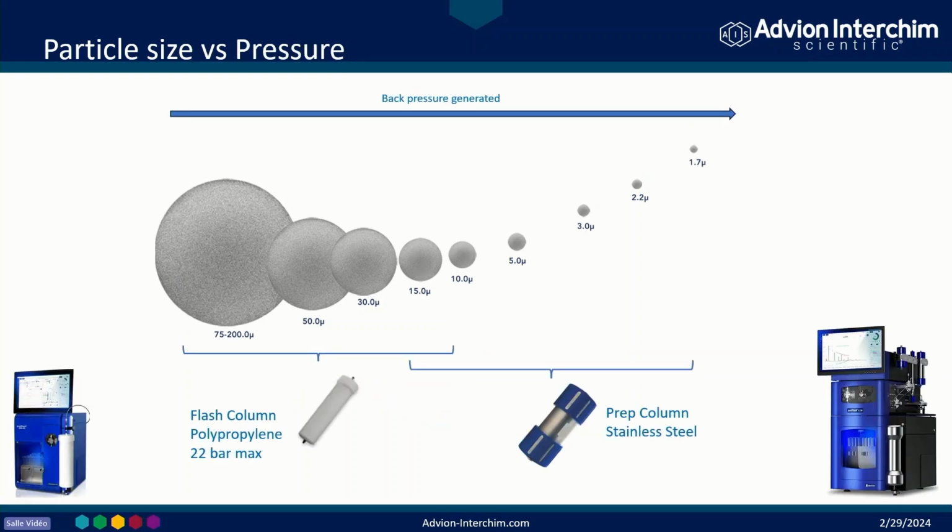When you reduce the particle size, you considerably increase the back pressure generated. So you must use the adapted system and column to withstand this pressure. The polypropylene flash column can only support few bars of pressure and can't be packed with particle size lower than 15 micron. This limitation doesn't exist with preparative column. The stainless steel hardware can withstand very high pressure, so we can pack them with low particle size stationary phase.